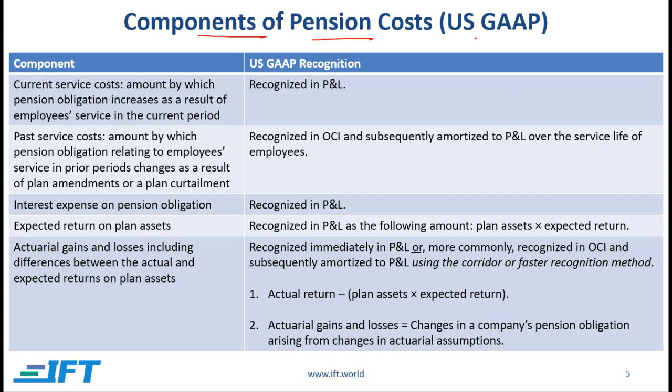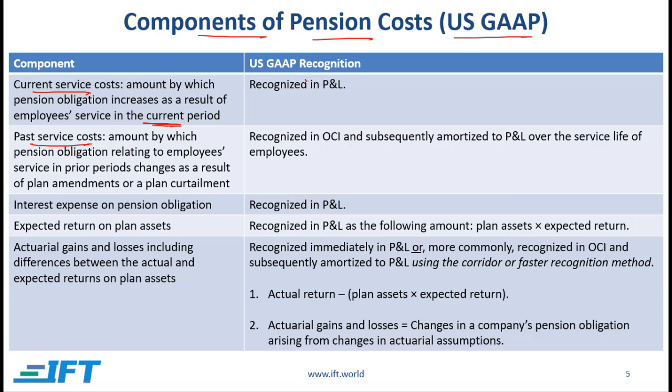Components of pension costs under US GAAP. The first difference between US GAAP and IFRS is that US GAAP draws a distinction between current service costs and past service costs. Current service costs represent the amount by which the pension obligation increases as a result of employees' service in the current period. Past service cost is the amount by which the pension obligation relating to employees' service in prior periods changes as a result of plan amendments or a plan curtailment.